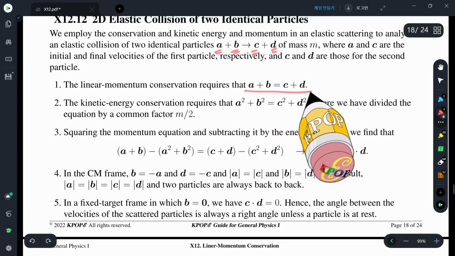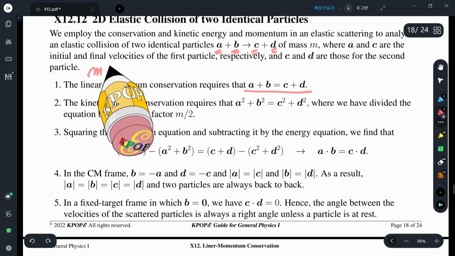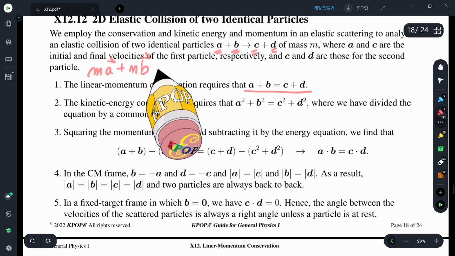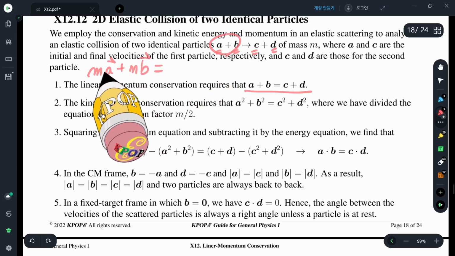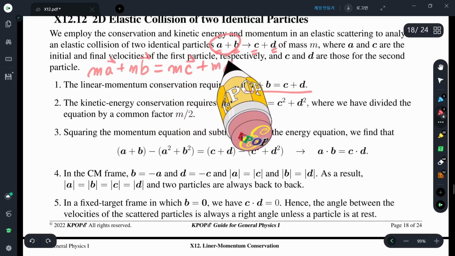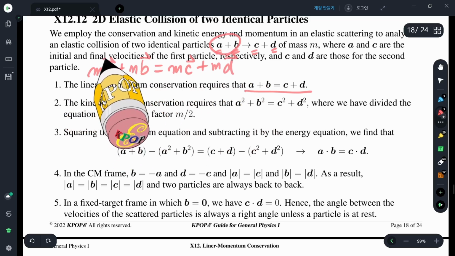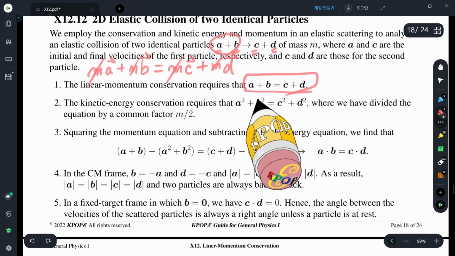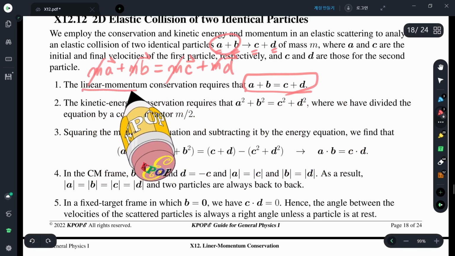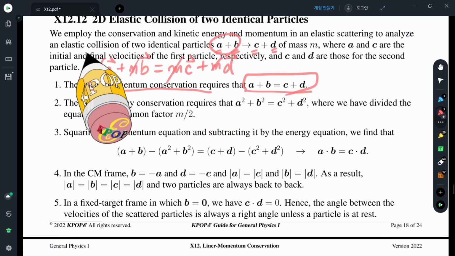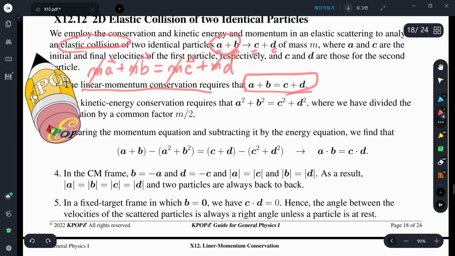The linear momentum conservation has initial momentum ma, mb. These are the initial velocities, so mc plus md. Because all of them are identical, we can erase m altogether. So a plus b equals c plus d represents the linear momentum conservation. Next, we are considering the elastic collision.